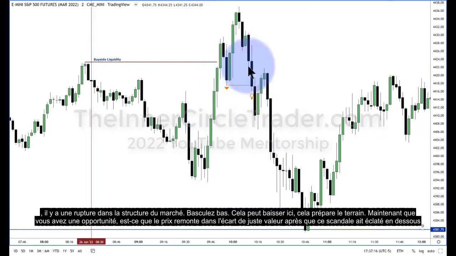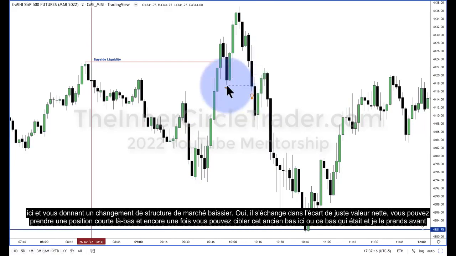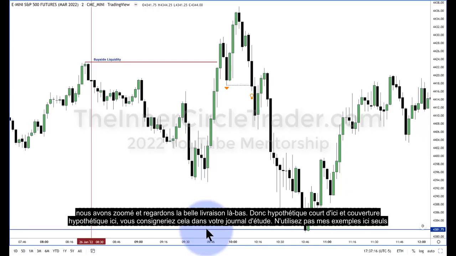Swing low. This candle over here, that sets the stage. Now you have an opportunity. Does price draw back up into the fair value gap after this candle breaks below here and giving you a bearish market structure shift? Yes, it trades up into that fair value gap. You can go short there. And again, you could target this old low here or that low that was annotated before we zoomed in. And look at the beautiful delivery there. So hypothetical short from here and hypothetical cover here.